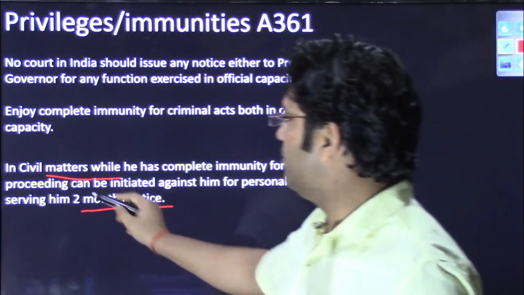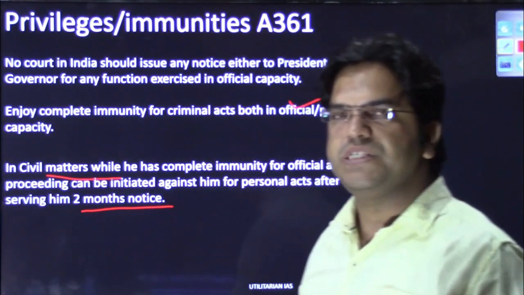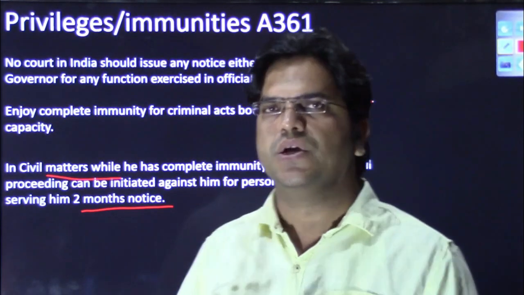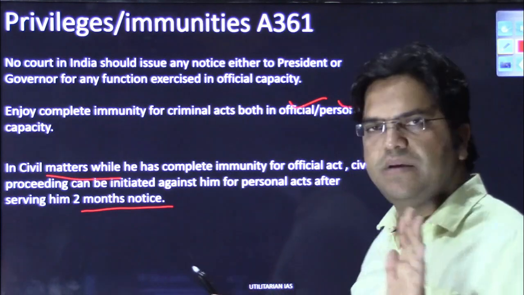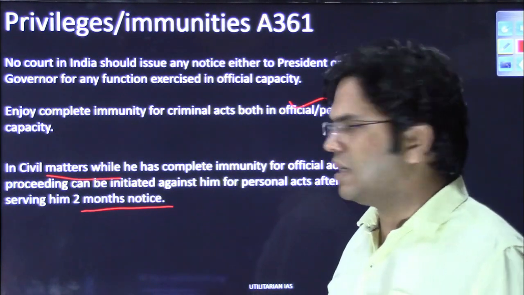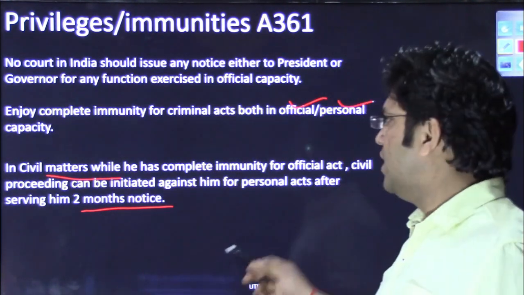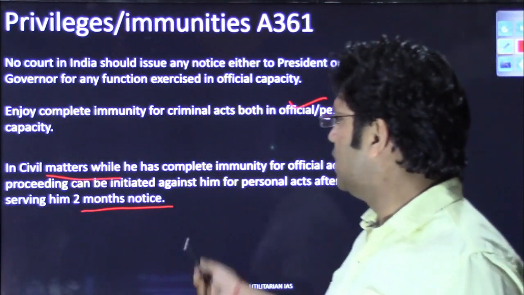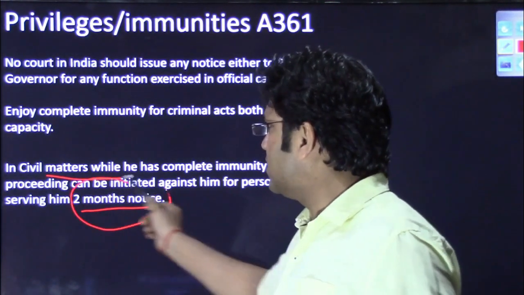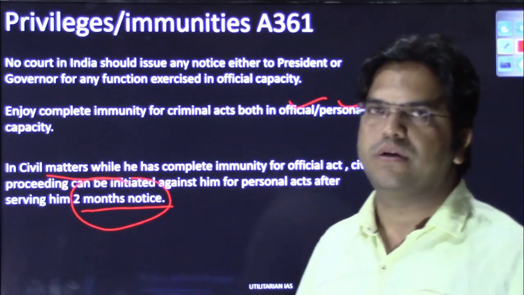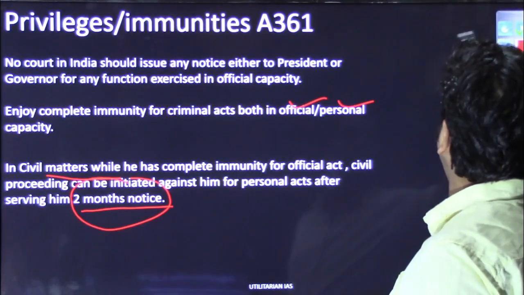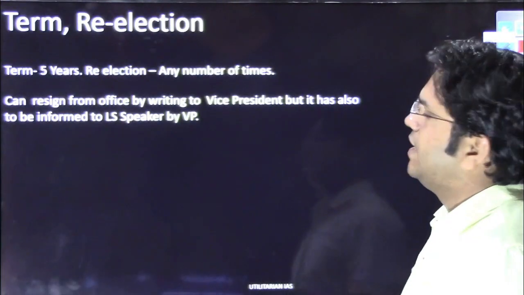But as far as civil matters are concerned, in official capacity, whatever function he exercises, nobody can sue him; he has immunity. But in personal affairs, if he does violate any kind of contract or obligation, with a 2 months prior notice he can be sued. So that is about the privileges and immunity mentioned in Article 361. Let us discuss the term.